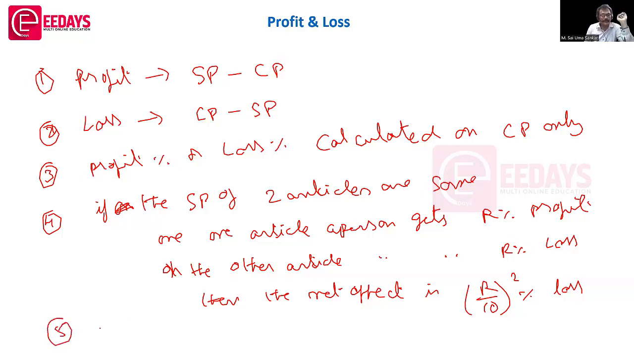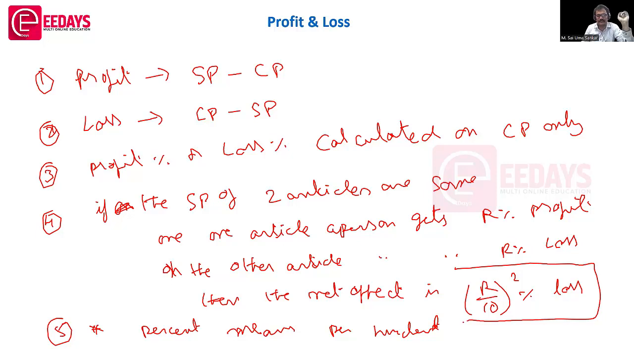And the fifth point is a very important point. Percent means per 100. This is very simple. In the entire profit and loss, there is no need to apply any formula except this one. Remaining all are done with 100 only. Just try to understand the concept.